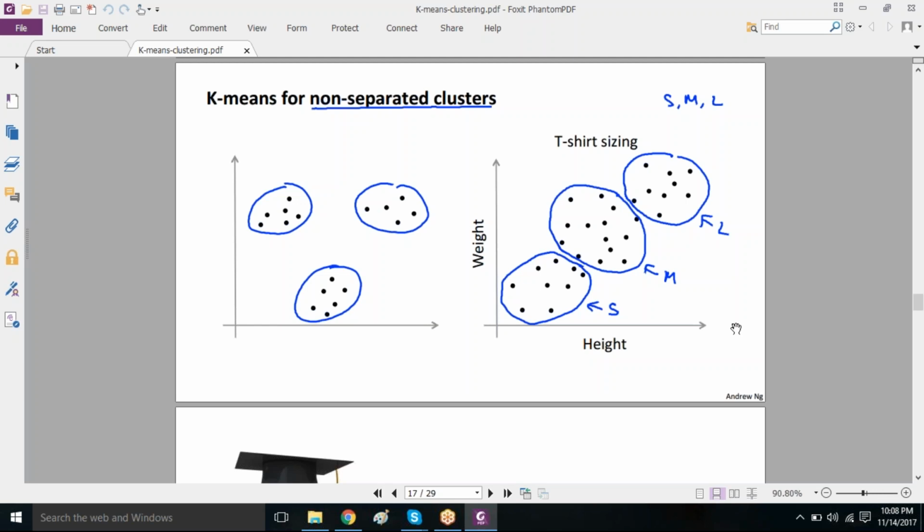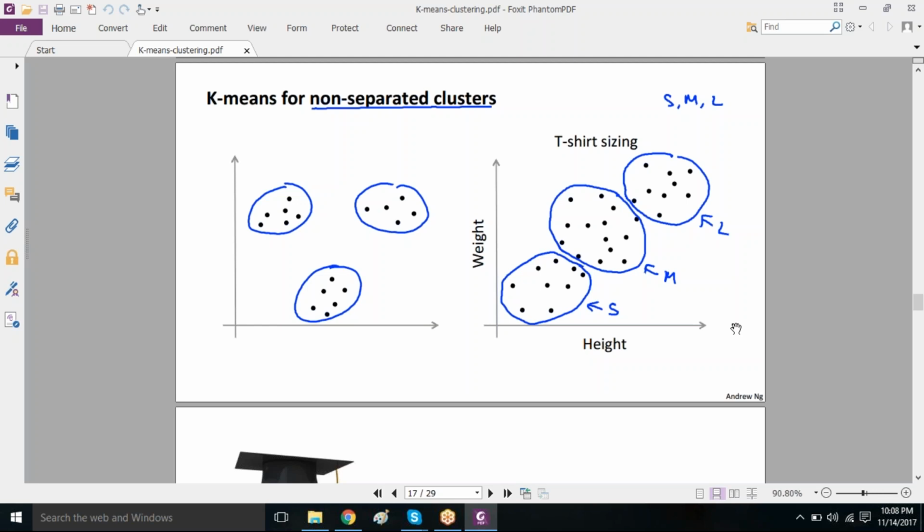This is like an example of t-shirt sizing. When you go to the showroom, you will find just maybe a small, medium, and large. Three kinds of shirts or whatever you are going to buy will be there.